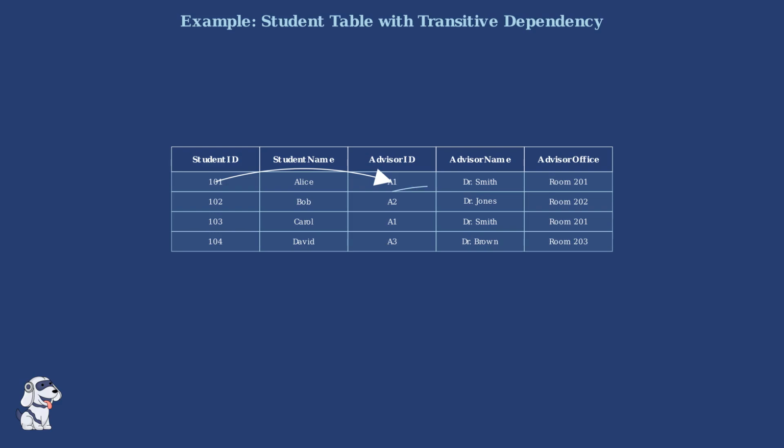The transitive dependency chain is clear. Student ID determines advisor ID, and advisor ID determines both advisor name and advisor office. This means advisor information is repeated for every student with the same advisor.